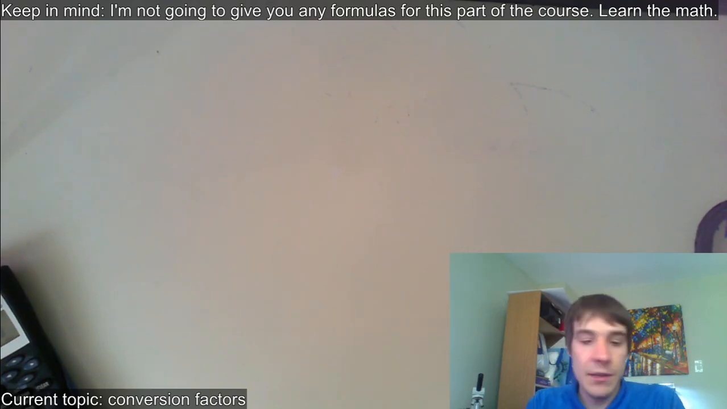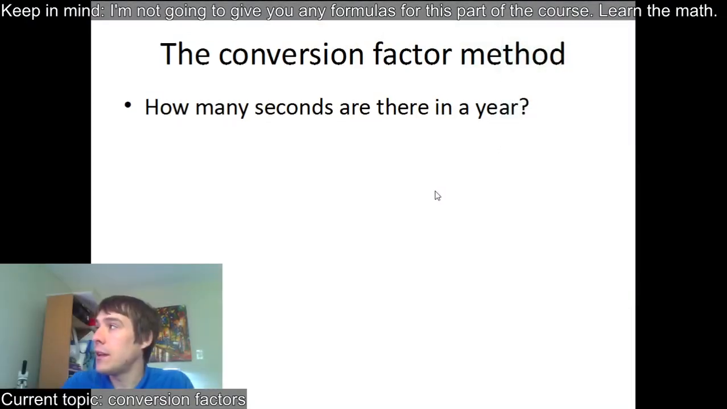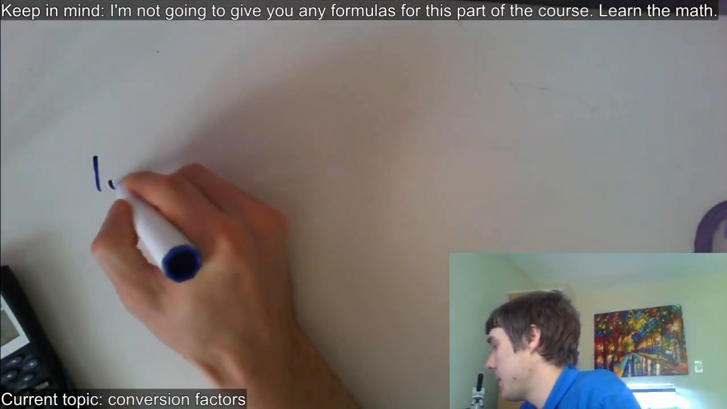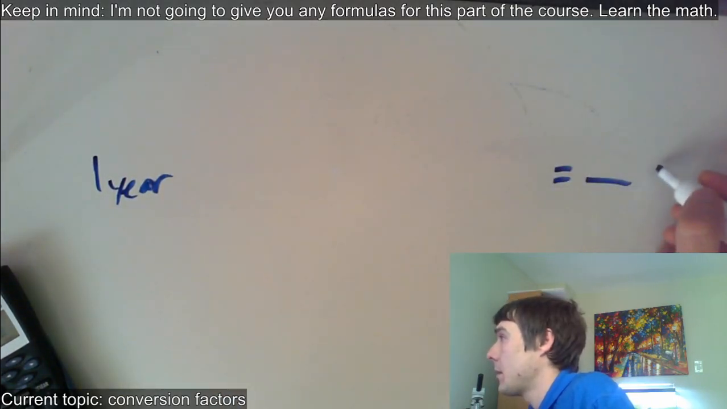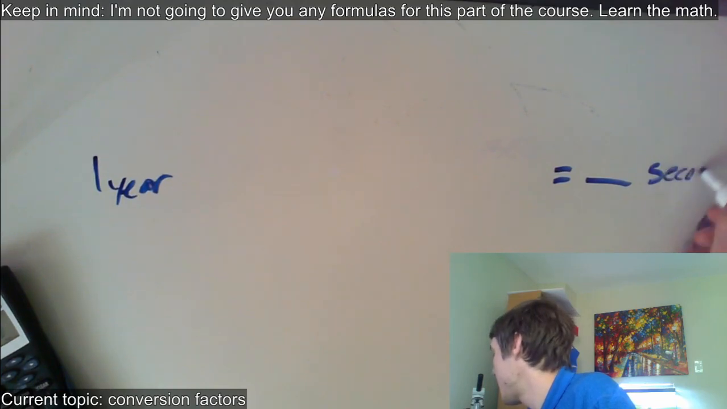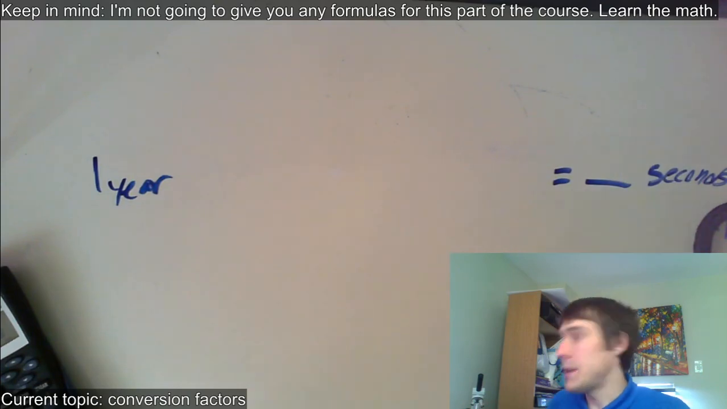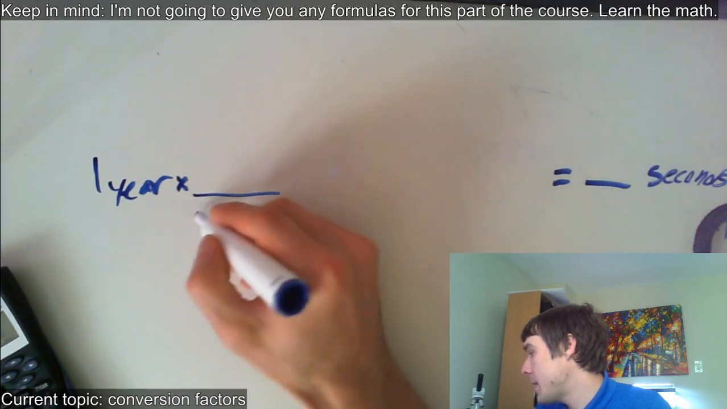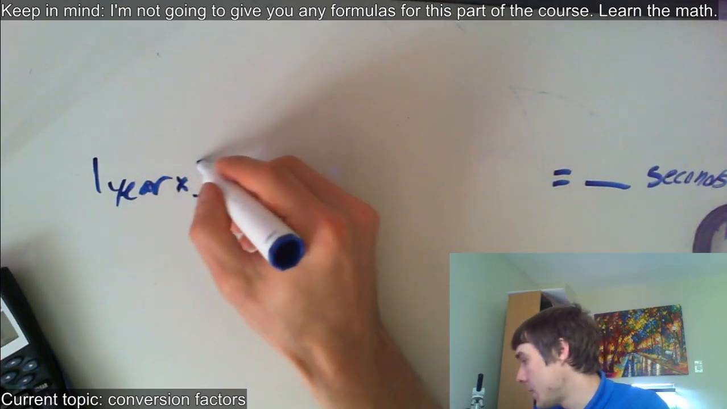Here's another example of this type of thinking. How many seconds are there in a year? Let's look at our setup. We have 1 year, and we want to know how many seconds. And I can do conversion factors to do this. I don't know how many seconds are in a year, but I do know how many days are in a year. And my year is going to be on the bottom. That way, year is going to cancel.